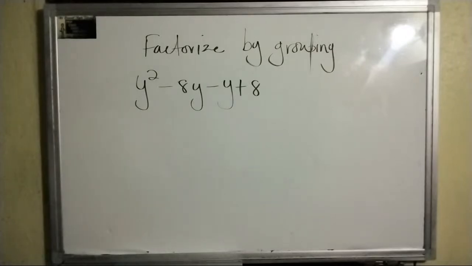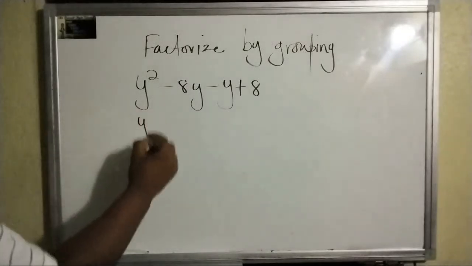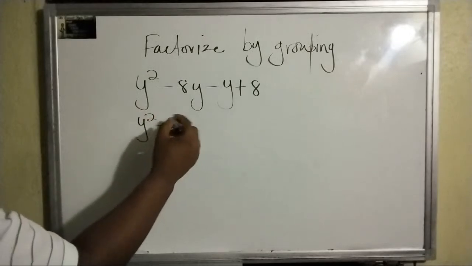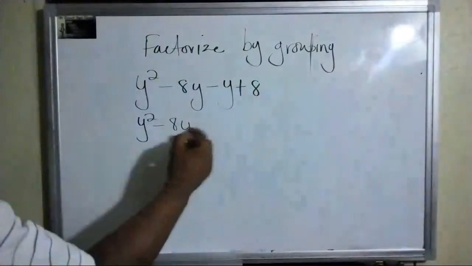Alright, so guys, we can group it easier, you know. We can group it the other way. We group it y squared minus 8. You know what? I'm going to do it both ways.